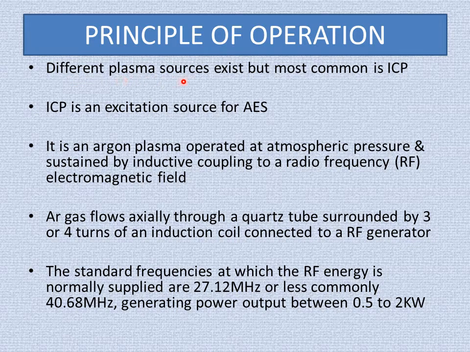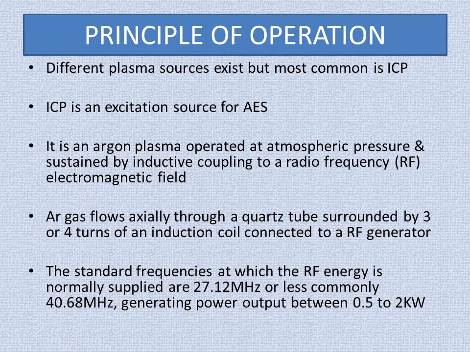Different plasma sources exist, but most common is inductively coupled plasma. So there are various types of plasma which can be used, but the most common one used in this technique is inductively coupled plasma. Inductively coupled plasma is actually an excitation source for atomic emission spectroscopy, and it is an argon plasma.